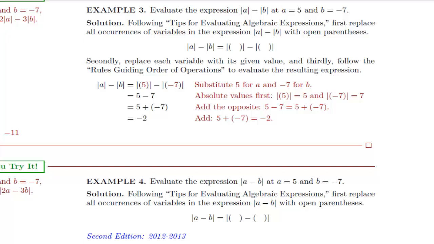To evaluate the resulting expression, absolute value of a minus absolute value of b, substitute 5 for a and negative 7 for b. So we get absolute value of 5 minus the absolute value of negative 7. If we take the absolute values first, which would be the grouping symbols first, the absolute value of 5 is 5, and the absolute value of negative 7 is 7. Remember, absolute values are positive. Then we have 5 minus 7 is the same as 5 plus negative 7. Then 5 plus negative 7 is negative 2.